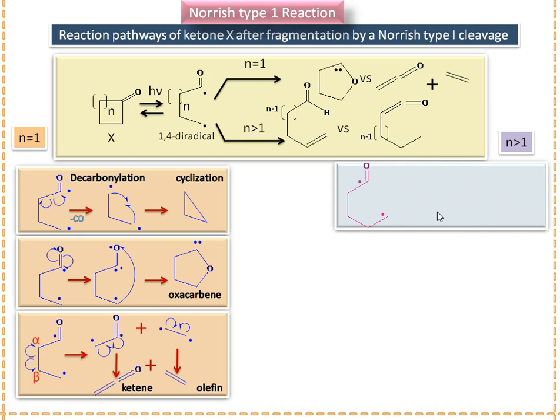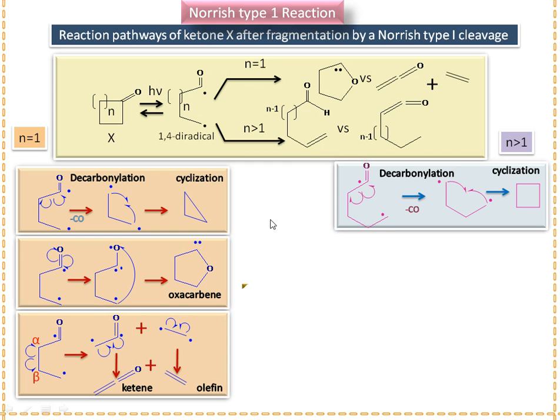First one is the cyclized product. These 1,5 biradicals undergo alpha cleavage, releasing CO, giving 1,4 biradicals. These 1,4 biradicals recombine to give cyclobutane.